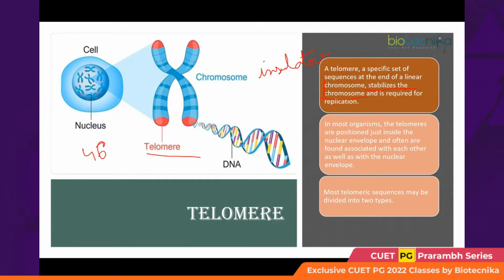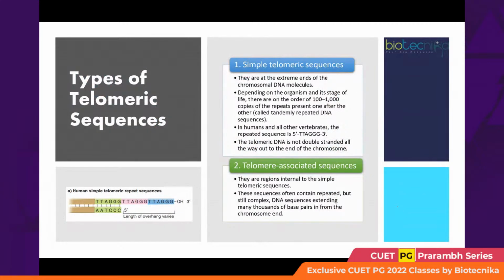Now, in most organisms, the telomeres are positioned just inside the nuclear envelope and often are found associated with each other as well as with the nuclear envelope. Most telomeric sequences may be divided into two types. So, two types of DNA sequences are found in the telomere. What are these? One is simple telomeric sequences, and another one is telomere associated sequences.